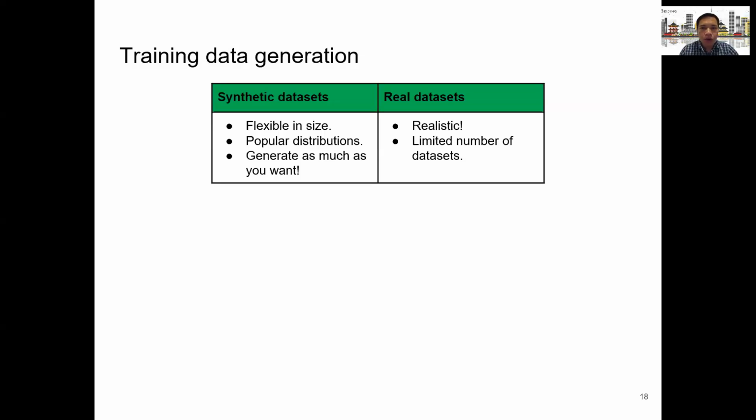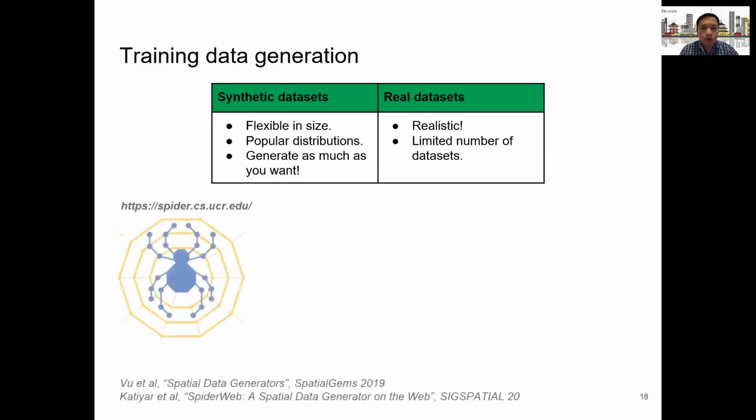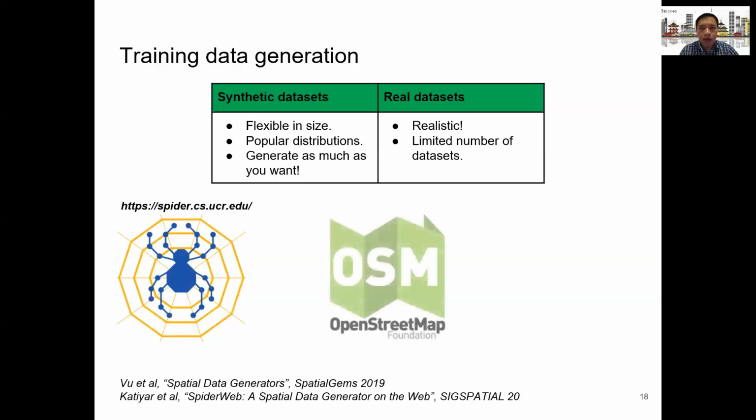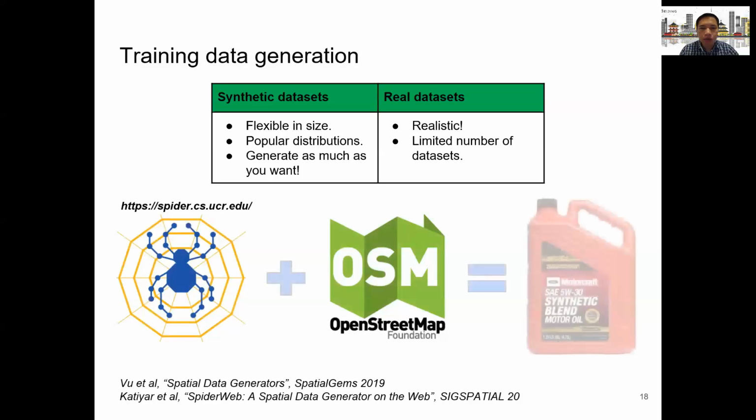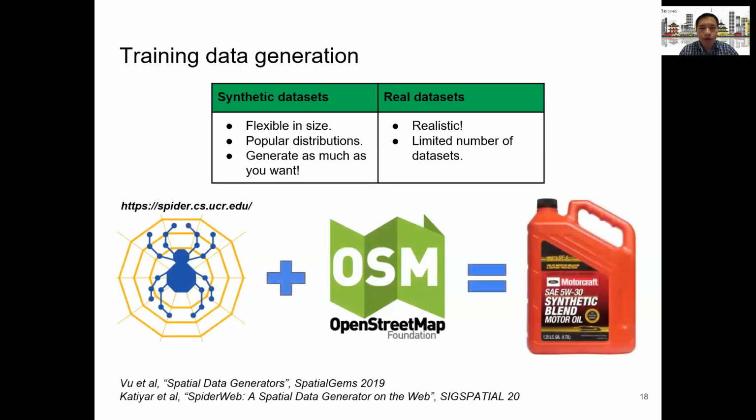Synthetic data are flexible in size, with popular data distributions, and you can generate as much data as you want. We utilize Spider, a web-based spatial data generator, to generate our synthetic datasets. Real data is also very important because it makes sure that our model can work well in real scenarios. We use the OpenStreetMap dataset as the real data. Finally, we combine both of them to prepare our training data. You can imagine that this is similar to the process of producing synthetic blend car oil.